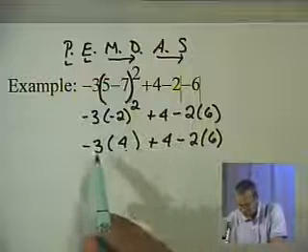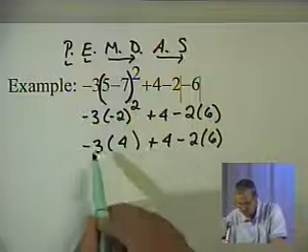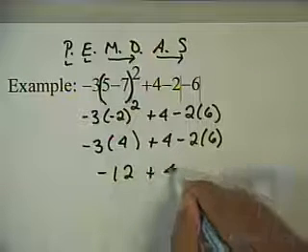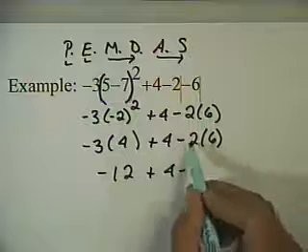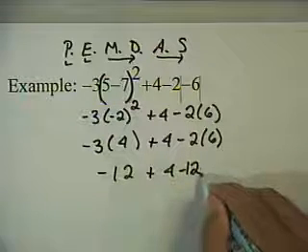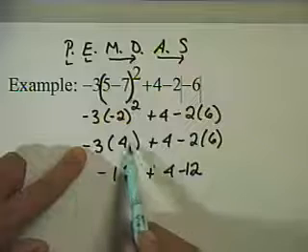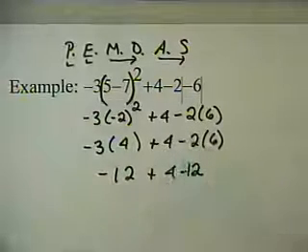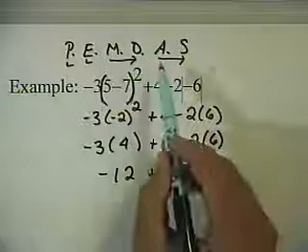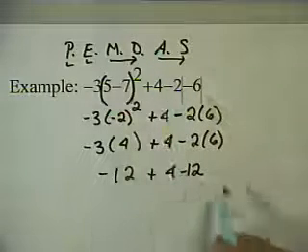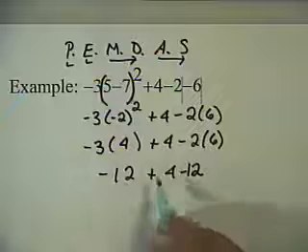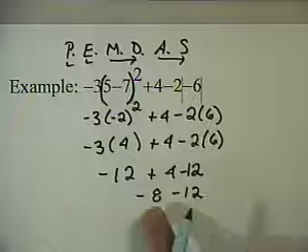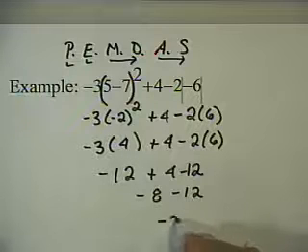So I see two multiplications right here and right here. -3 times 4 is -12 plus 4 minus 2 times 6 is 12. Okay, let's see if I did that right. -3 times 4 is -12 plus 4 minus 2 times 6 is 12. And now we simply add or subtract from left to right. -12 plus 4, that's -8. I'll bring down this -12. -8 minus 12 is -20.